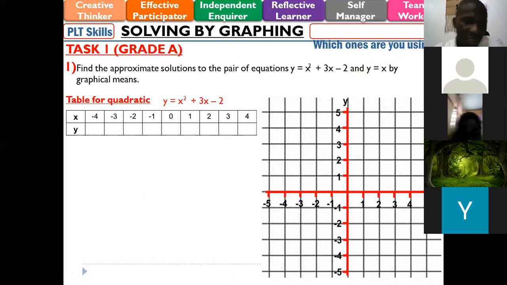I'll rush this so that you're able to write down another. So you write down and you can do the rest.